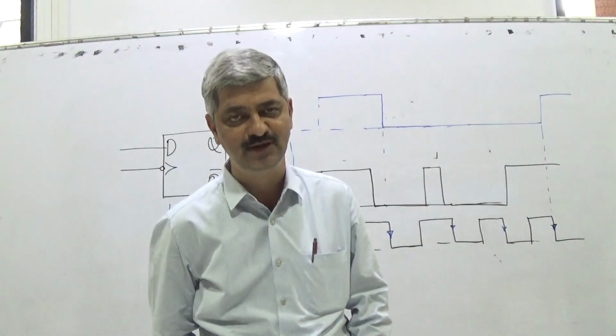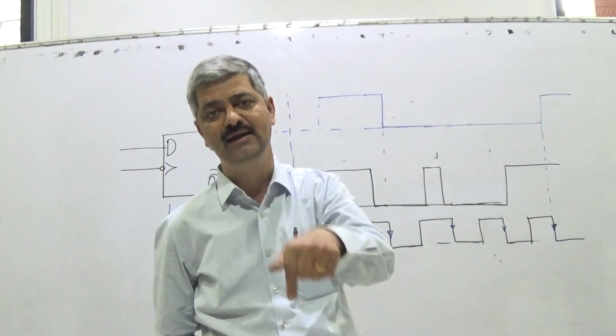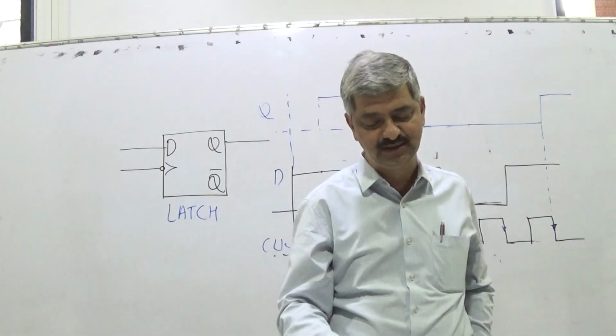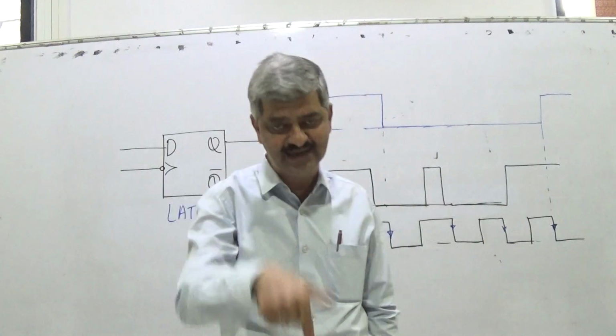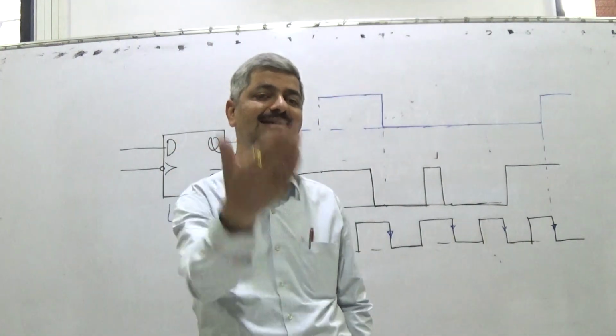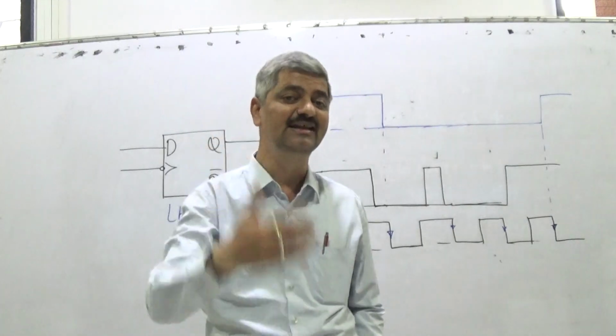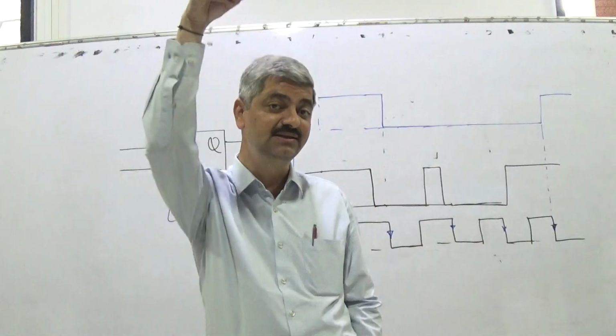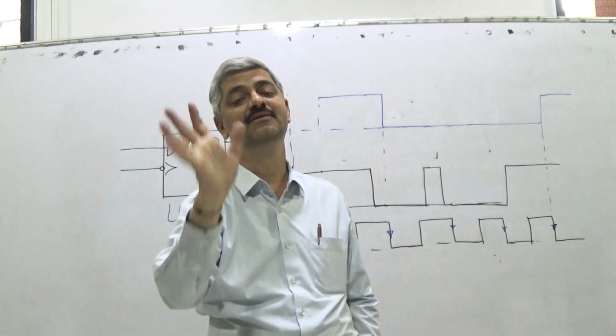So it is possible for us, by giving an active low pulse falling edge, to write whatever we want in the latch. So a D flip-flop is also called a latch. Whatever you put and give clock is stored in the flip-flop.